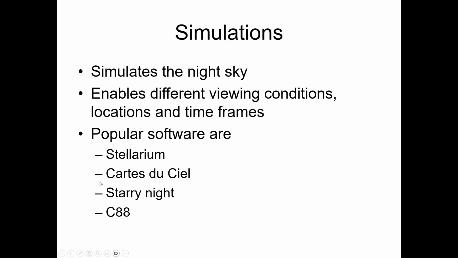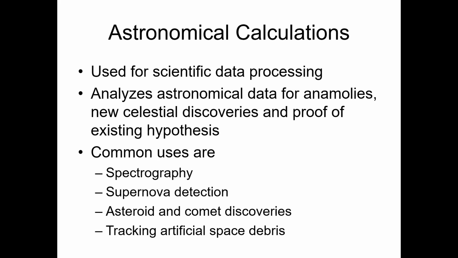And Starry Night and CA are basically community-run software. So they are also very functional, but the most user-friendly one and the most common one is Stellarium, right? So we'll base our assignment on that. I'll show you the software in a little while. And then comes the scientific component: astronomical calculations. So how we analyze the data we collect, how we analyze the observations we do, right? That is what the astronomical calculations do.